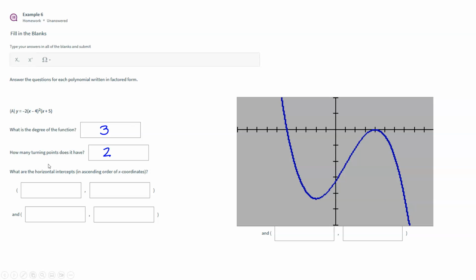As far as the horizontal intercepts go, you can see them on the graph, but the horizontal intercepts are going to be any x values that make the y equal 0. Well, by the zero product property, if x minus 4 were to equal 0, this would become 0, and x equaling 4 would make that happen. Notice here's where x is 4, you can see that it is a 0. Also, if x were to be -5, it would make this one 0, which would make the whole thing 0 as well, and you can see the -5 is here. So your 2 horizontal intercepts in ascending order of x coordinates is going to be -5, 0, and 4, 0.